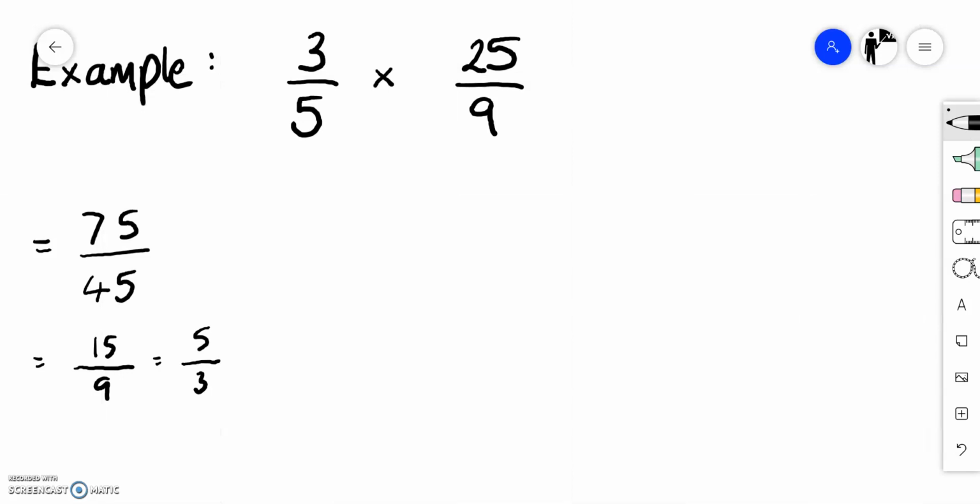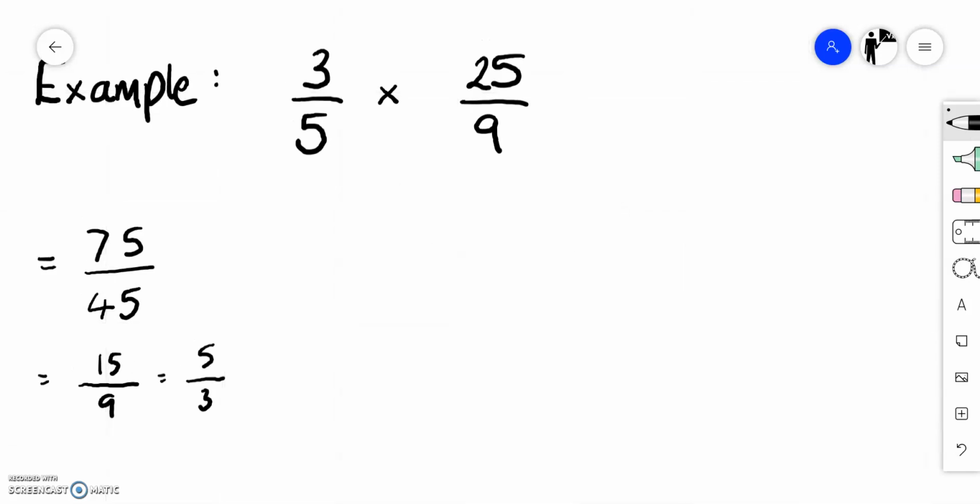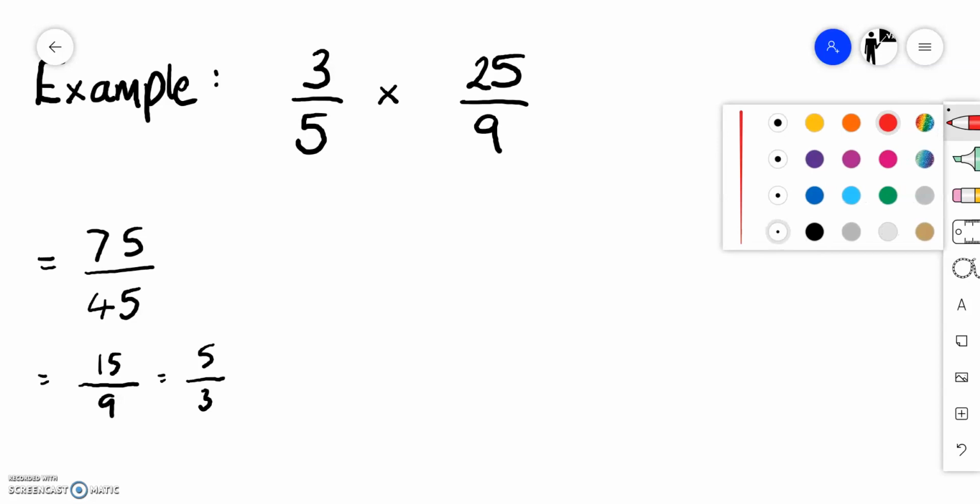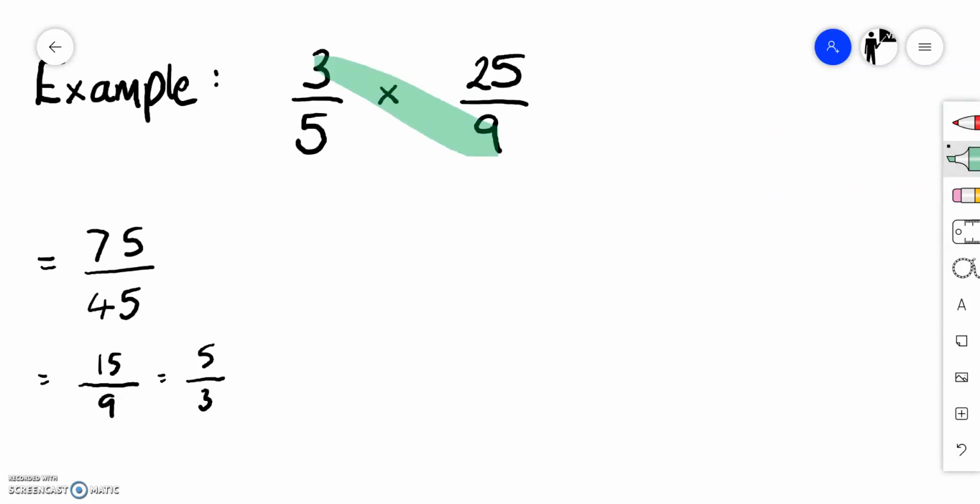Or we could use the shortcut. What we can do is we can look at the diagonals. So I've got a diagonal here of 3 and 9. And I think, okay, is there a common factor here? Yeah, 3 goes into both. So I can divide them both by 3. It's going to be 1 and 3. And if I have a look at my other diagonal, 5 and 25, is there a common factor? Yeah, 5 goes into both. So I can divide that by 5 and that by 5. And then hopefully you can see that if I just read this off, I'm going to get 5/3.